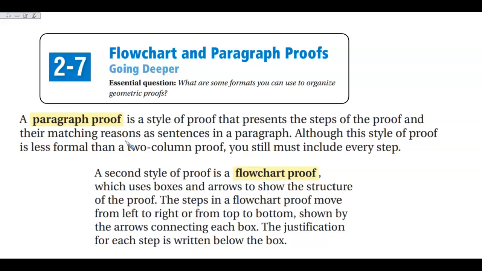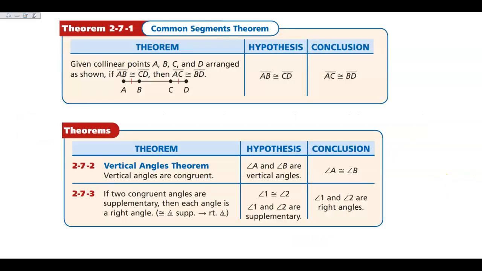Okay? The next is a flowchart proof, which takes statements and reasons and puts them in boxes and then draws arrows so that as you move through the proof, you see where each of the steps come from. And we'll look at an example of that in a little bit. So the first thing that we're going to look at is our theorems for today. The first one, or three theorems, I'm sorry.